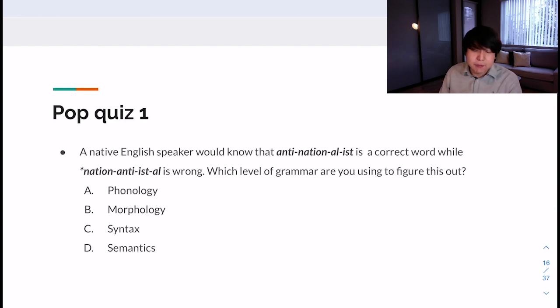A native English speaker would know that "anti-nationalist" is the correct word, while "nation-anti-ist-al" is wrong. Which level of grammar are you using to figure this out? Phonology, morphology, syntax, or semantics?